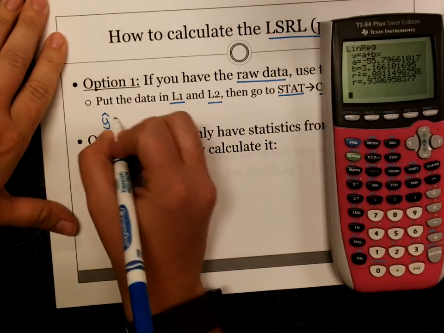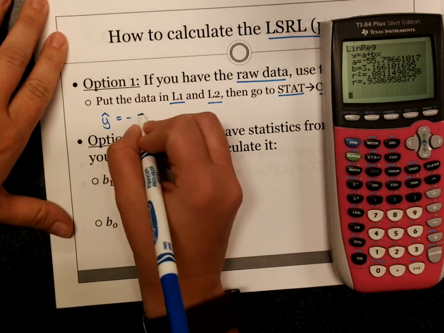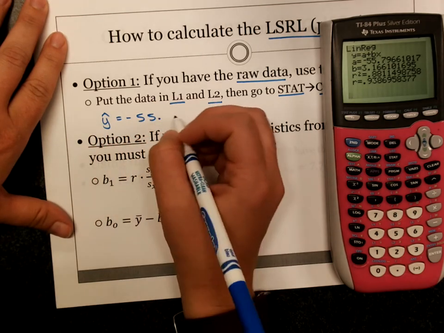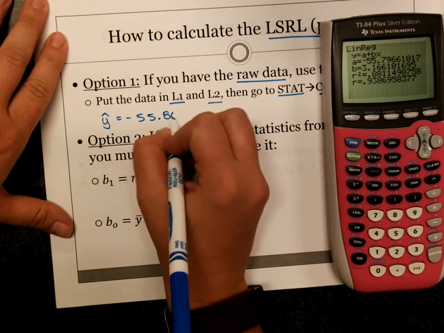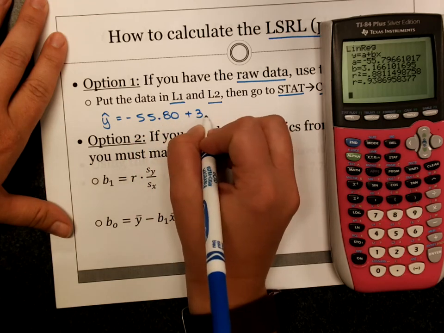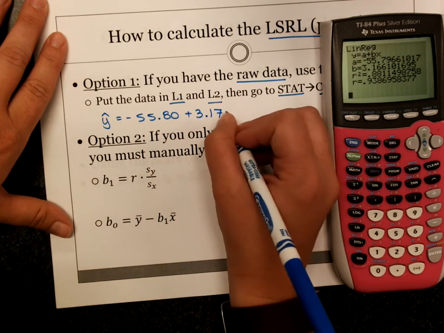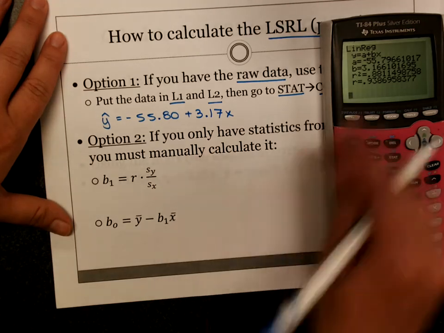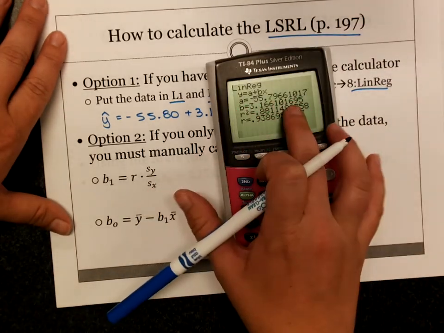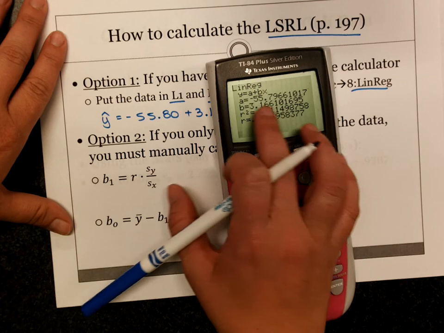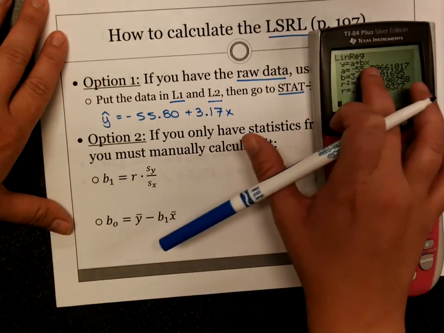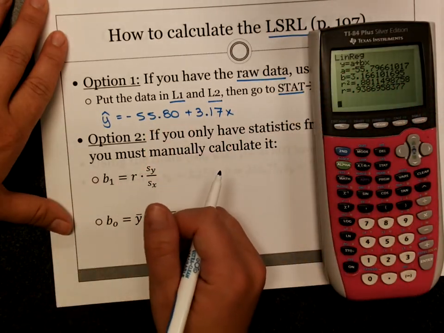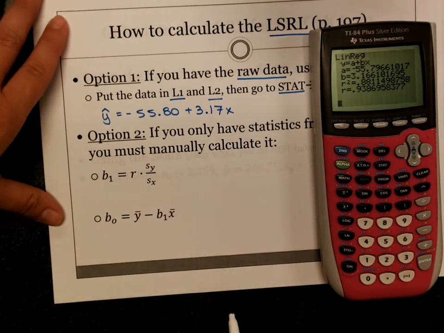Let's round. Y hat equals negative 55.80 plus 3.17x. So you just read off those values, round them off as appropriate, a and b. B goes with x and a is your constant. So there's your line of best fit.